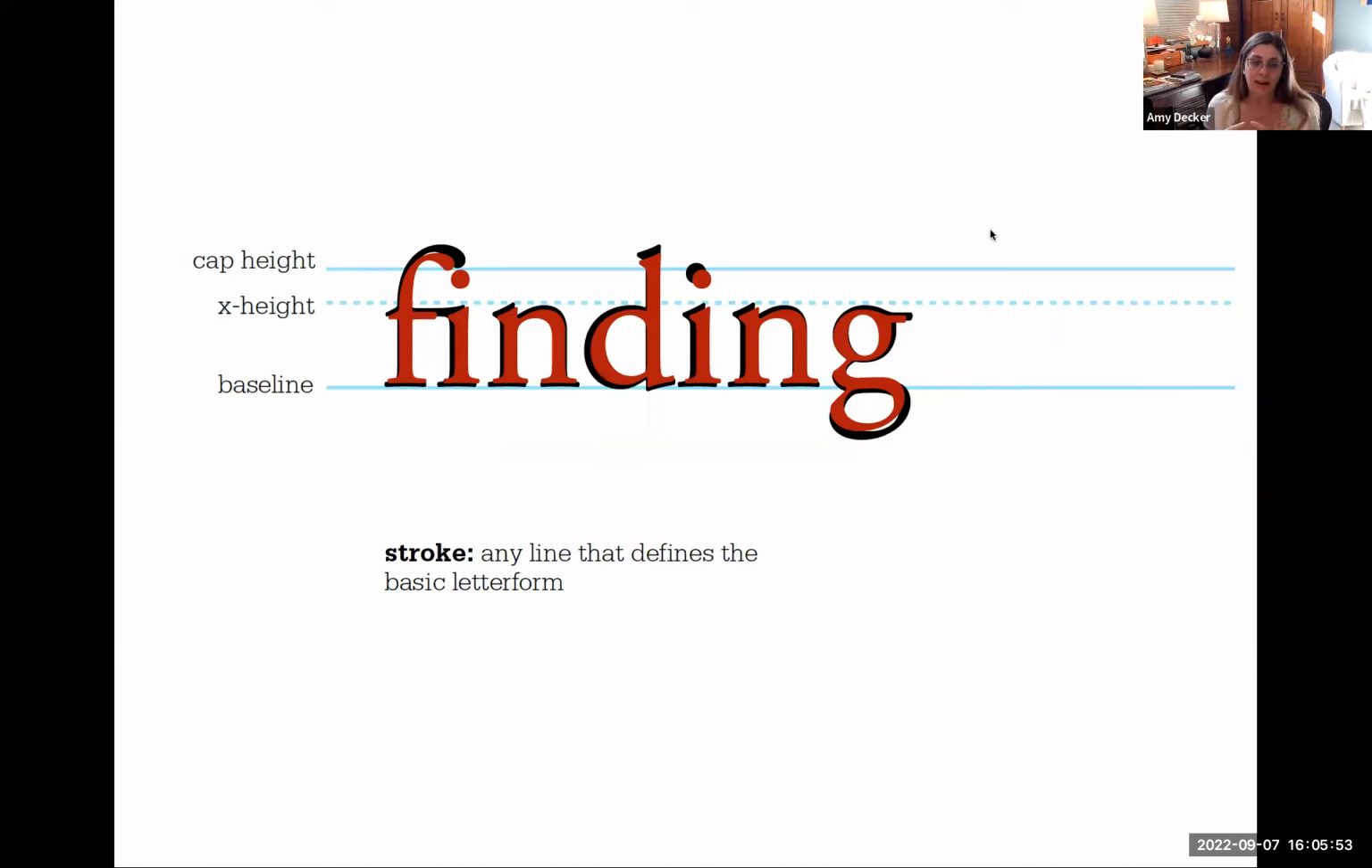The stroke is any line that defines the basic letter form. So when we refer to any element in a letter form, we call it a stroke. In other words, if we had a pen, we would make strokes to draw the letter form. It comes from the way we first designed letter forms for printing. We used pen and ink, and anything was created using a stroke, so that terminology stays.